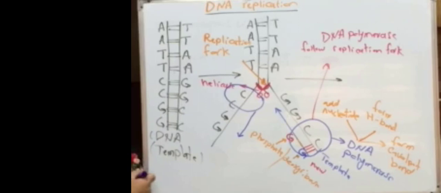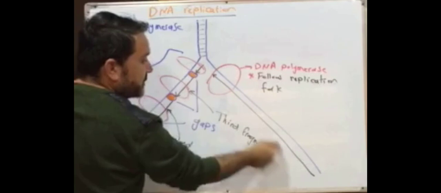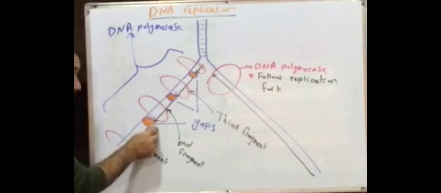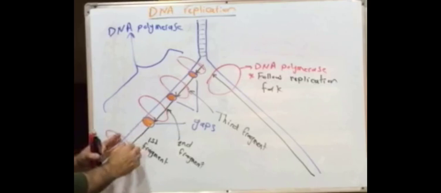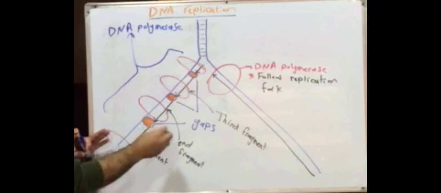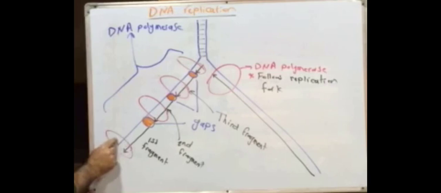In this strand, the DNA polymerase leaves gaps. These gaps are later joined together by another enzyme called ligase. In this strand, the DNA polymerase follows the replication fork without leaving gaps. But in this strand, when the replication fork is here, the DNA polymerase adds nucleotides. After the DNA separation proceeds, another DNA polymerase comes to here, then forms a segment. The first segment is formed by this DNA polymerase. The second segment is formed by a second DNA polymerase.